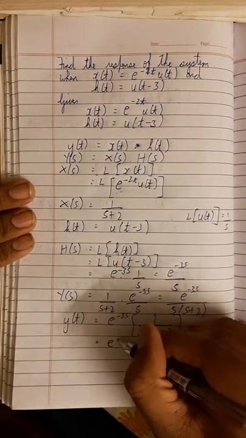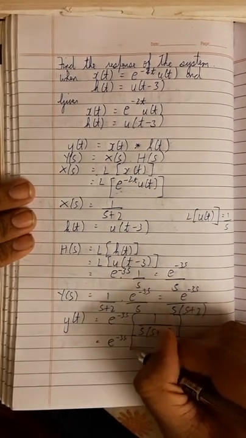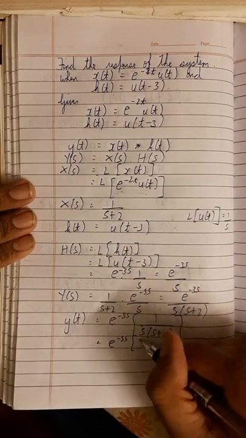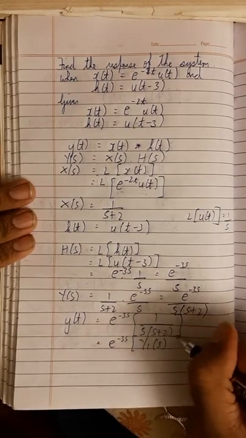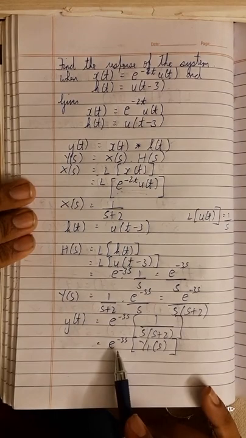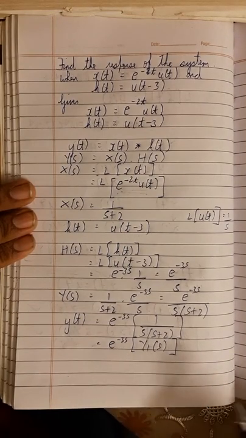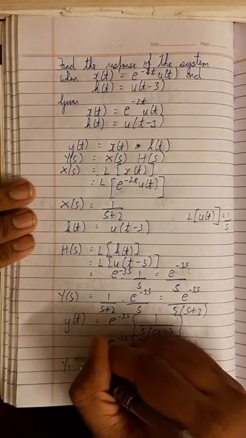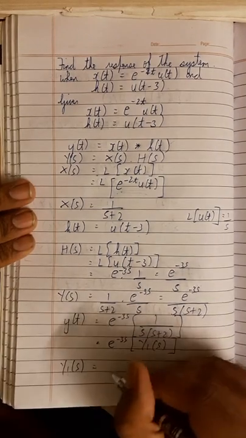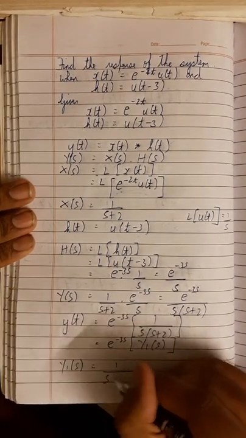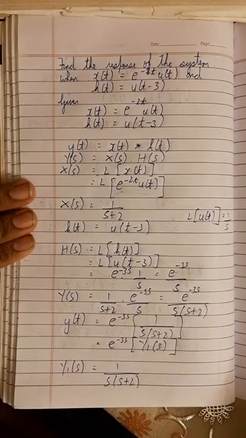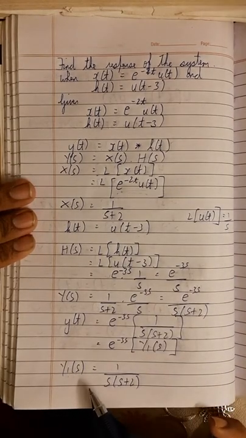I'll write it like this: e raised to minus 3s into, I will change this into y1 of s, just to make you understand. So e raised to minus 3s into y1 of s, where y1 of s is 1 by s into s plus 2. First I will find the Laplace inverse of y1 of s.